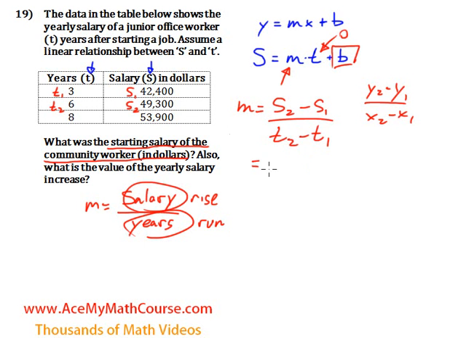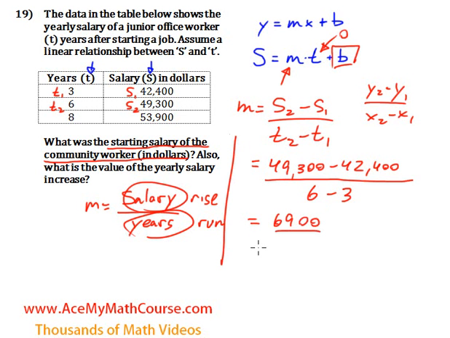So there we go. Now we have S2, which is 49,300, minus S1, which is 42,400, all over T2, which is 6, minus T1, which is 3. So 49,300 minus 42,400 is 6,900. Draw a line here. 6 minus 3 is 3. 6,900 divided by 3 is 2,300. So that is the yearly increase in the salary, M.